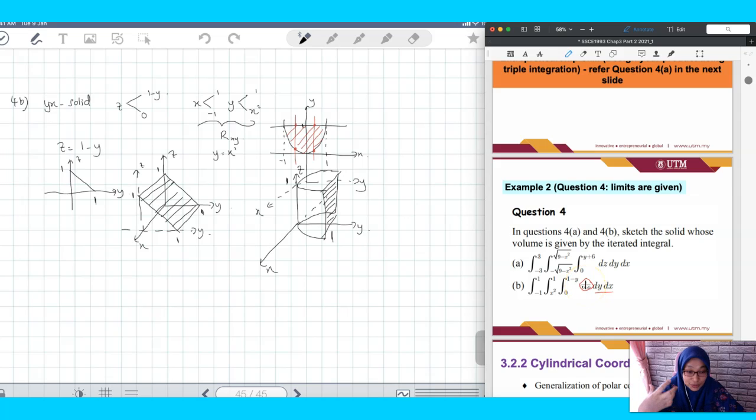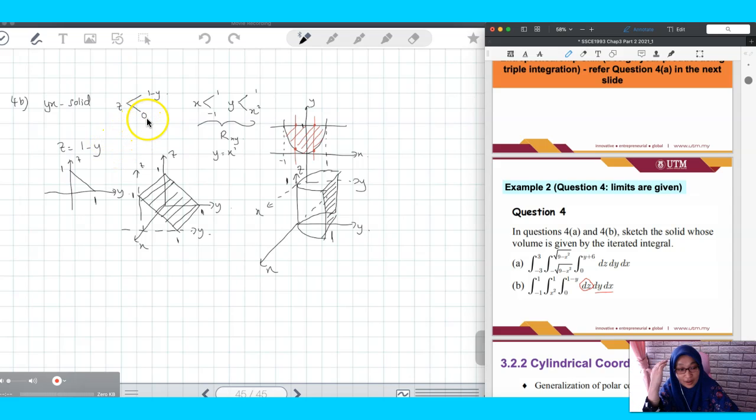You can get z, because we know that the limit of z as the first integration comes from the solid. So the z here, based on the limit provided, is 0 to 1 minus y. For z equal to 0, let's imagine that you are standing on the xy plane. Your lower bound is the floor, because the lower bound states that z is 0. But the surface covering you is the plane given by z equal to 1 minus y.